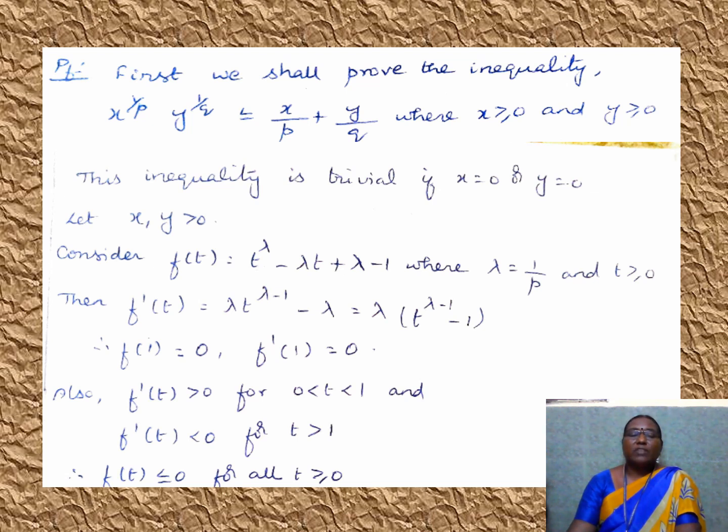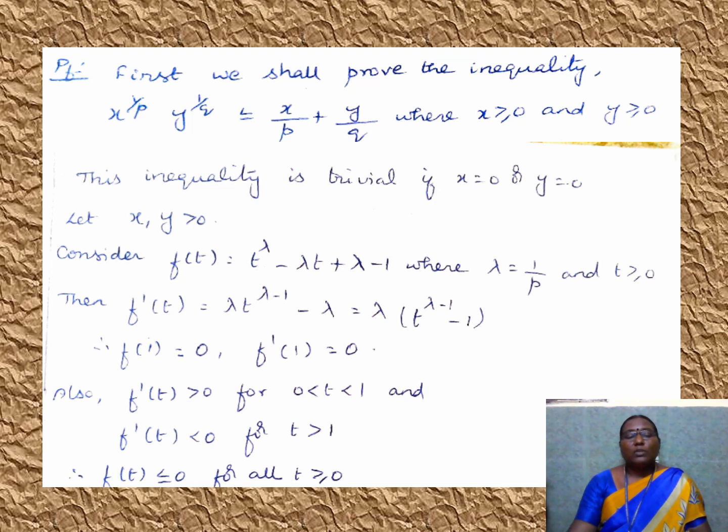We are considering the function f(t) equal to t power lambda minus lambda t plus lambda minus 1. What is my lambda? Lambda is 1/p and t is a positive number, t greater than or equal to 0. So we are going to find the derivative of this f(t). f dash of t equals lambda into t power lambda minus 1, minus lambda. If we take lambda common, then lambda into (t power lambda minus 1, minus 1). What is f(1)? If you put t equal to 1 in f(t), we are getting f(1) as 0 and f dash of 1 as 0.